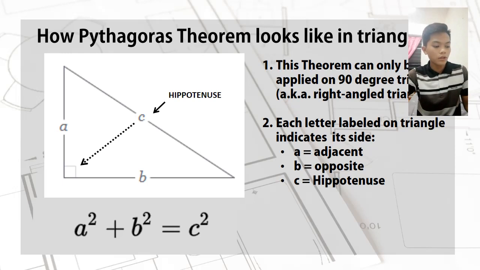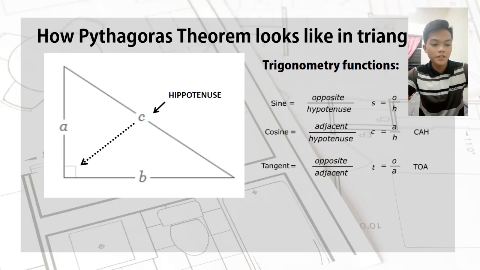Next, we will talk about the trigonometry functions. There are three functions in trigonometry: sine theta equals opposite over hypotenuse, cosine theta equals adjacent over hypotenuse, and tangent theta equals opposite over adjacent. To help us remember the formula for all functions, we can use a mnemonic, SOH CAH TOA.